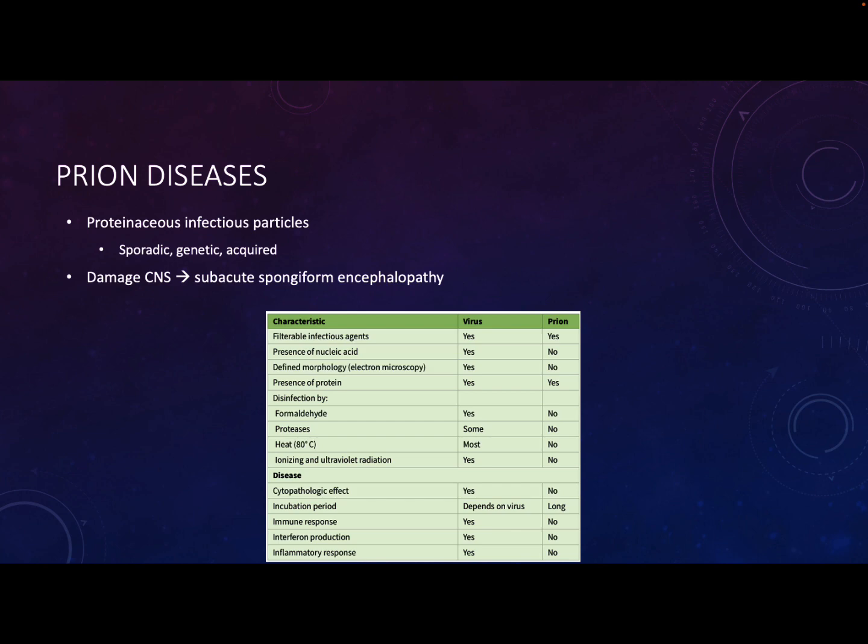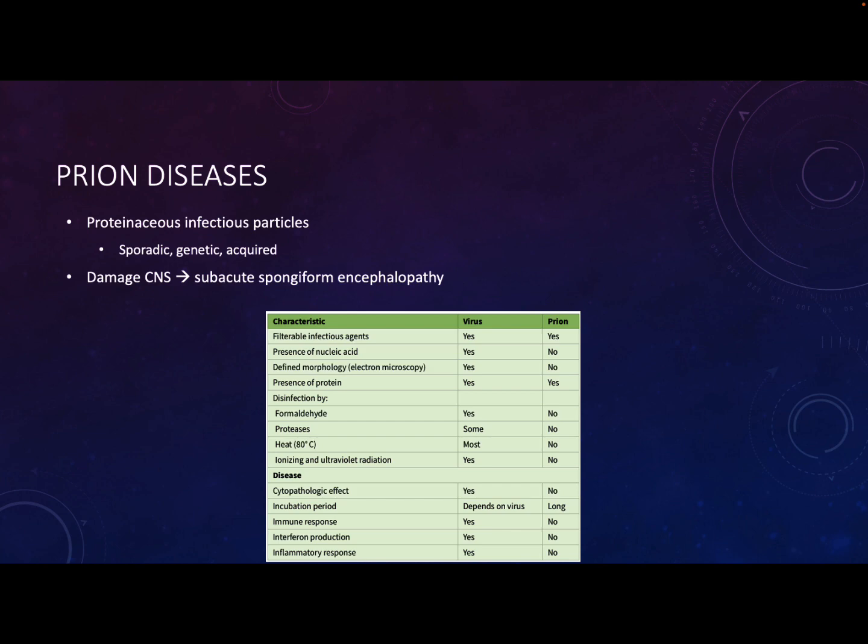A prion is an abbreviation for proteinaceous infectious particle. So it is literally a single protein that causes disease. There are no nucleic acids. It is not a cell like a bacterium. It is a single protein.